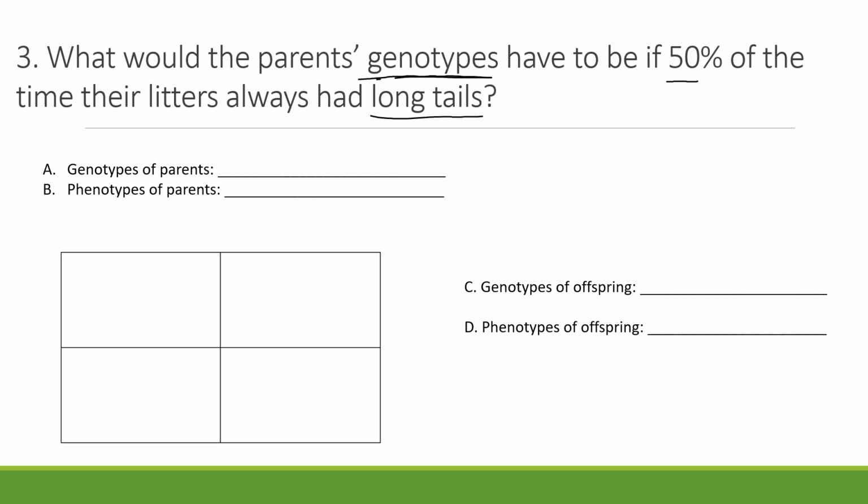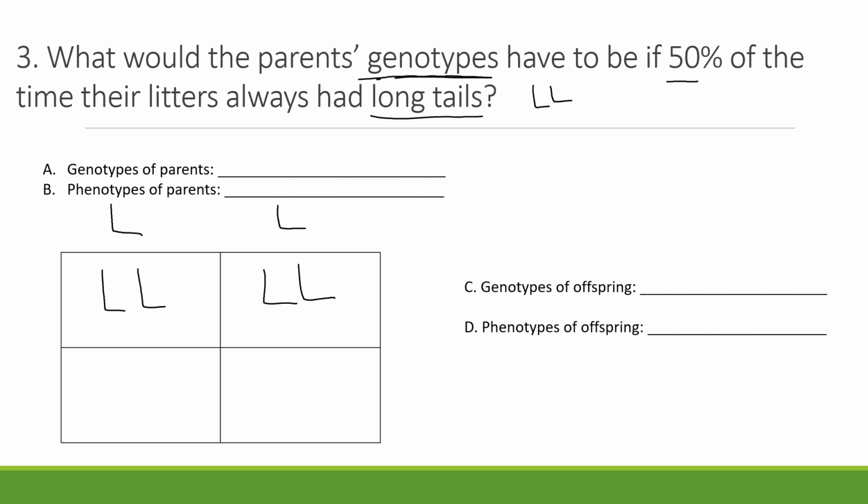Okay, so we know that 50% is 2 boxes, and our long tails are the genotype capital L, capital L. So I'm going to fill in 2 of my Punnett square boxes right away with those capital L's, because in our question, it says 50% of the time we'll have long tails. Okay, so that takes care of it. Because of this, I know that one of my parents has to be capital L. Otherwise, there's no way I'm going to get 2 L's in each box.